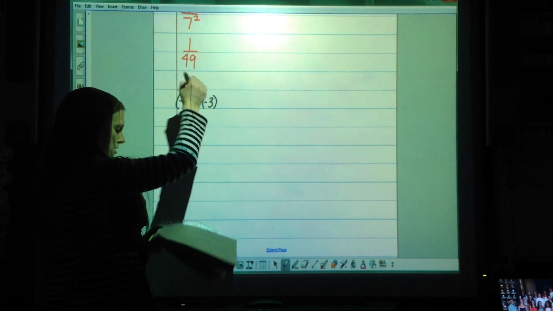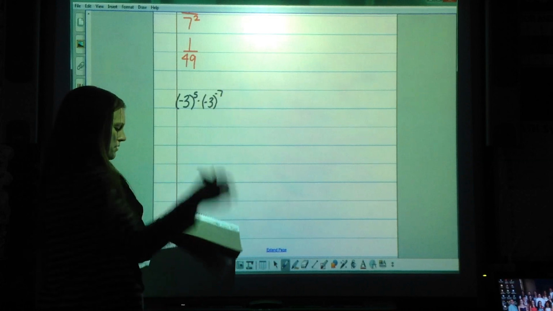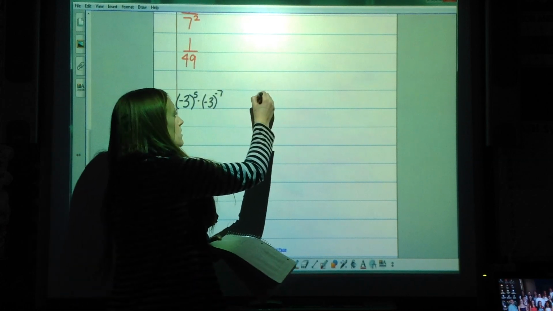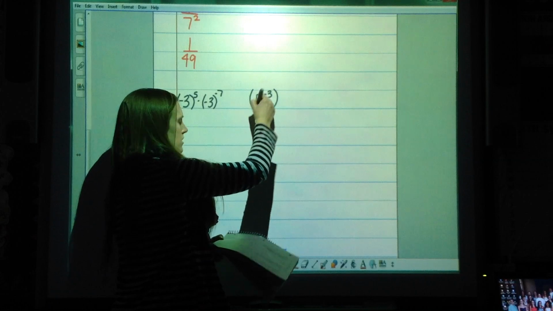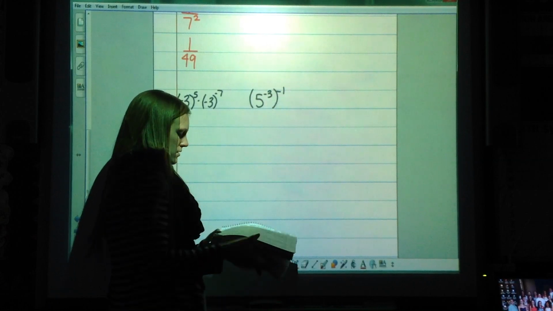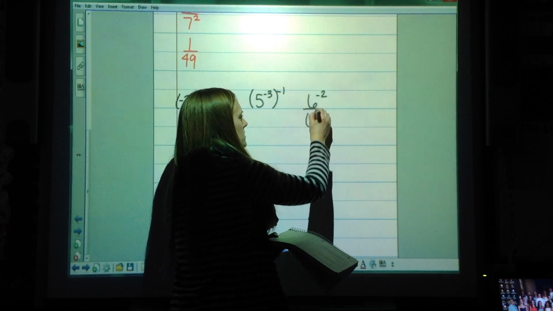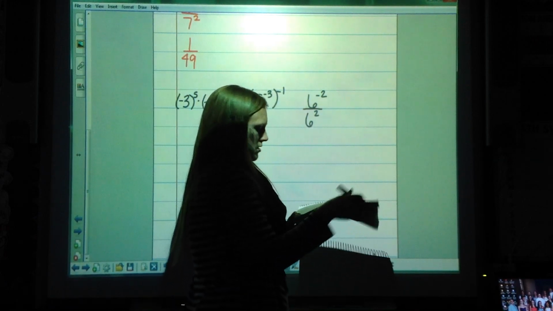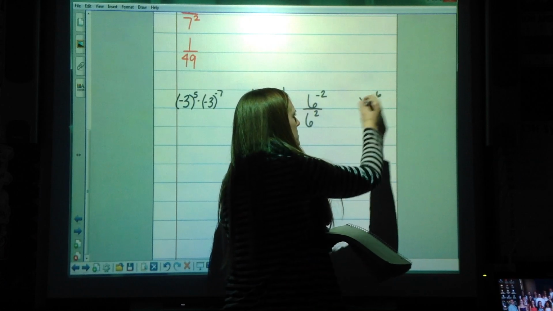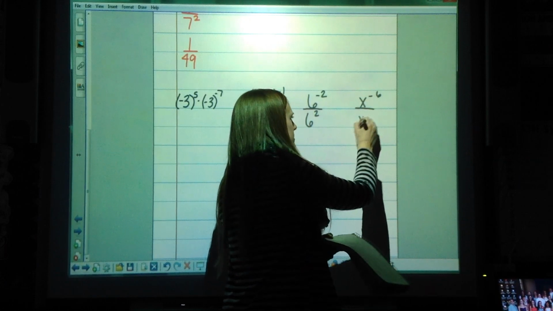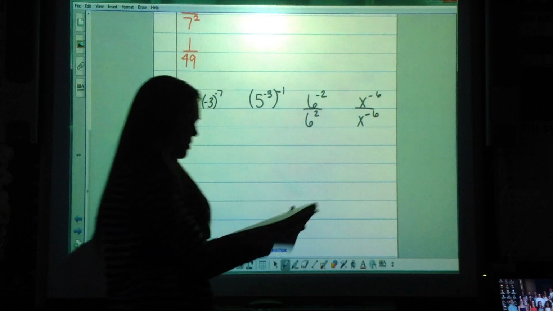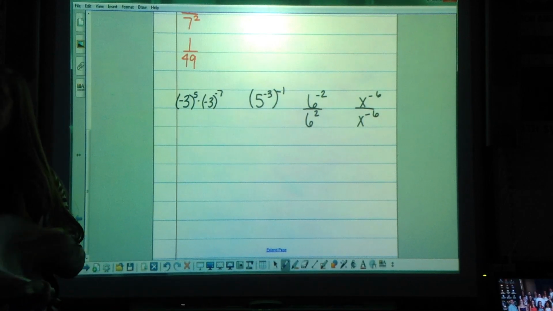Okay, negative 3 to the negative 7th. 5 to the negative 3rd to the negative 1st. 6 to the negative 2nd over 6 squared. And x to the negative 6th over x to the negative 6th. Push pause and try those now.